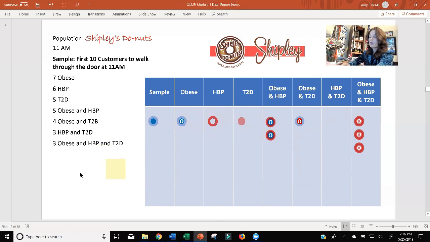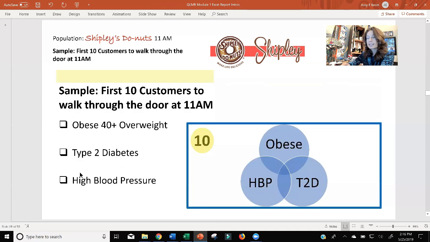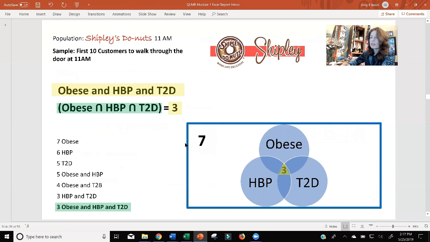So let's figure out how we can actually get this data organized. If we have a sample of 10, here's our entire sample space. This rectangle is our sample space, and in that sample space, I have 10 elements. I have 10 people who we sampled. And we wanted to know who's 40 or more pounds overweight, who has type 2 diabetes, and who has high blood pressure. So we are going to start organizing our data by starting with the overlapping subsets.